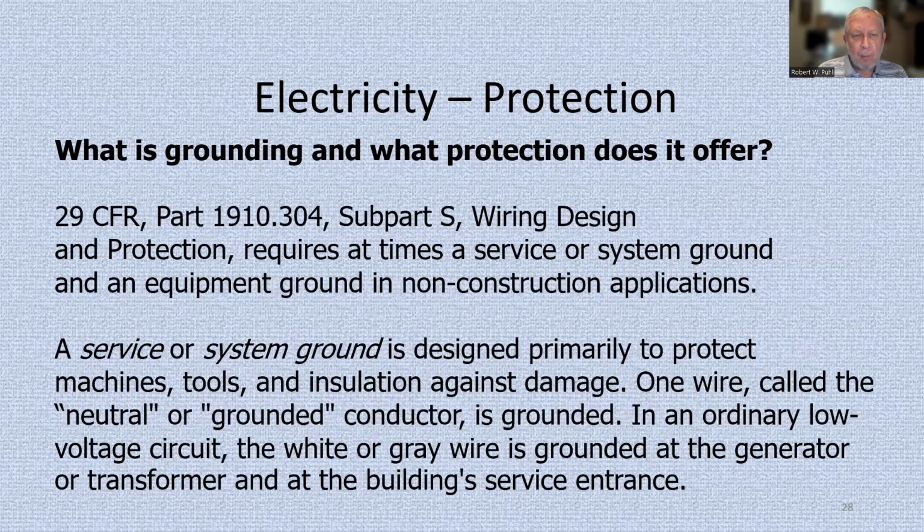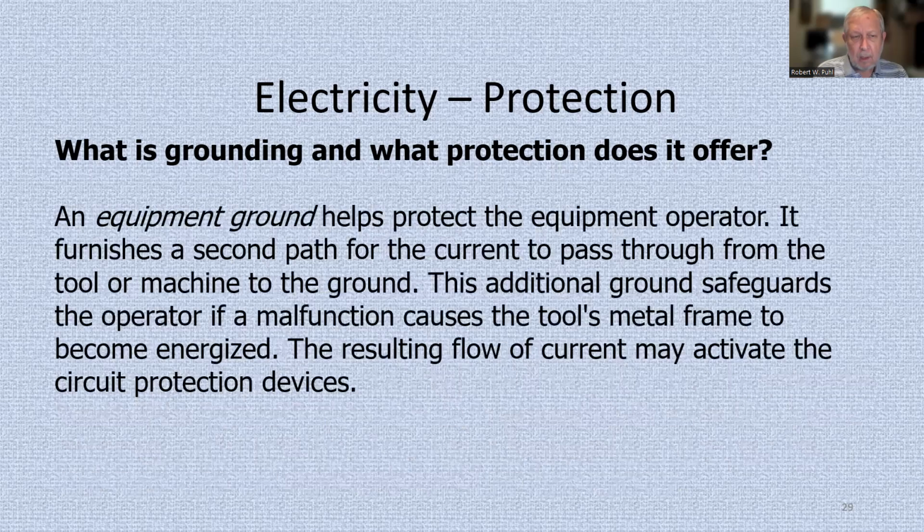29 CFR 1910.304, Subpart S, wiring design and protection, requires at times a service or system ground and an equipment ground in non-construction applications. A service or system ground is designed primarily to protect machines, tools, and insulation against damage. One wire, called the neutral or grounded conductor, is grounded. In an ordinary low voltage circuit, the white or gray wire is grounded at the generator or transformer and at the building service entrance.